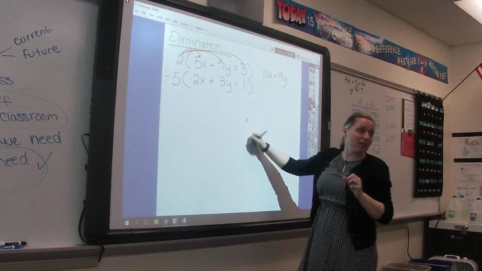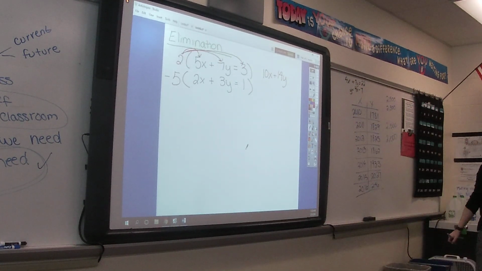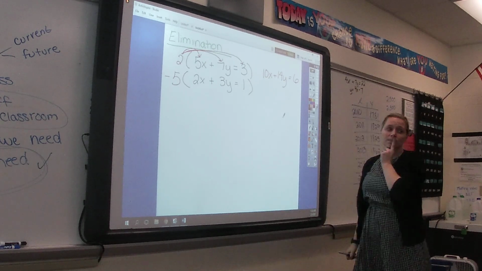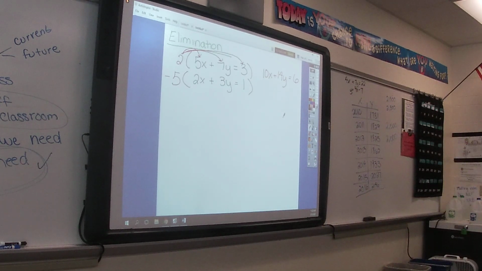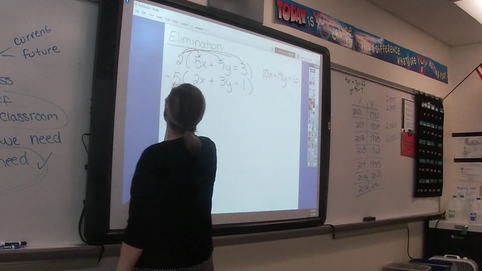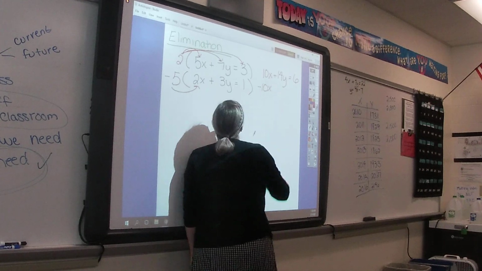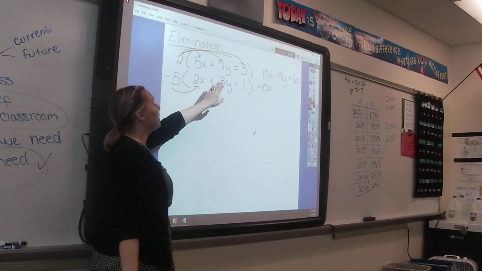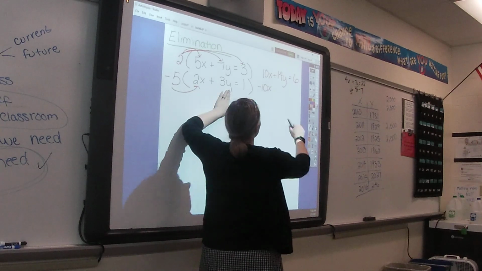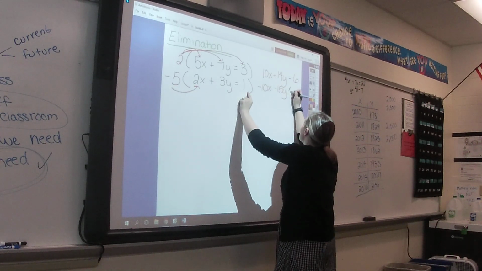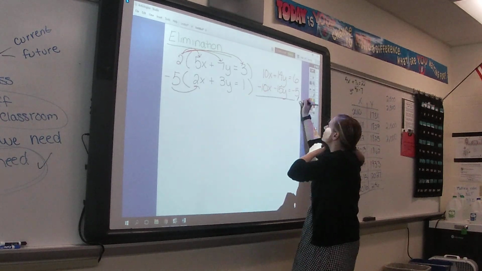All the way through, because whatever we do to one side of the equal sign, we have to do to the other. 2 times 3 is 6. Then we're going to do the bottom row. -5 times 2 is -10. -5 times 3 is -15. And -5 times 1 is -5.